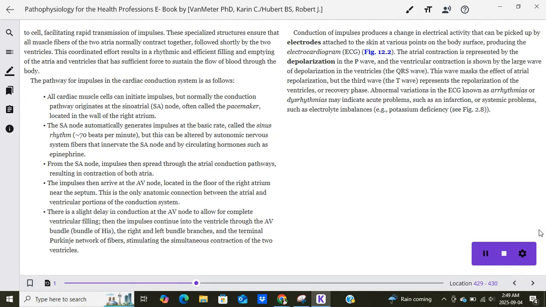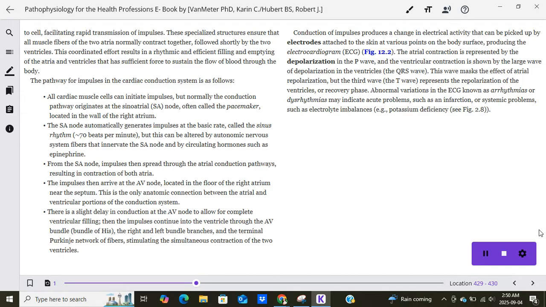All cardiac muscle cells can initiate impulses, but normally the conduction pathway originates at the sinoatrial, SA, node, often called the pacemaker, located in the wall of the right atrium. The SA node automatically generates impulses at the basic rate, called the sinus rhythm, 70 beats per minute, but this can be altered by autonomic nervous system fibers that innervate the SA node and by circulating hormones such as epinephrine.